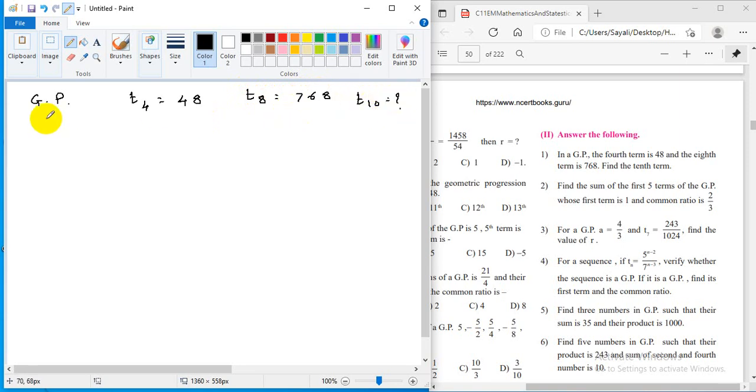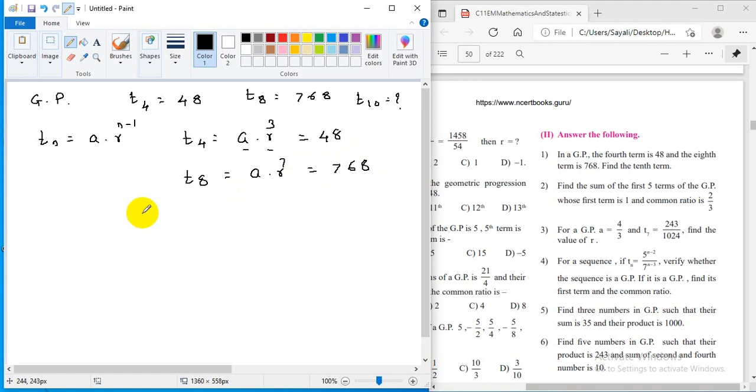Now what is the geometric progression Tn formula? We know Tn is A into r raised to n minus 1. So T4 will be A into r cube, and that is 48. Now you always know that A is first term, R is common ratio, and T8 is what? A into r raised to 7, and that is 768.